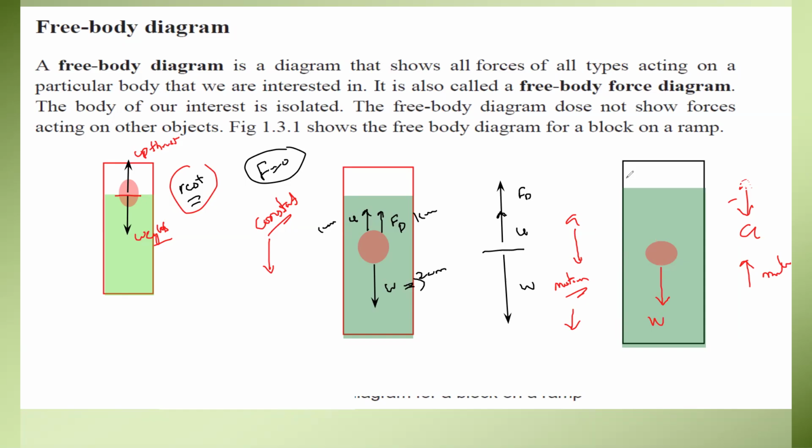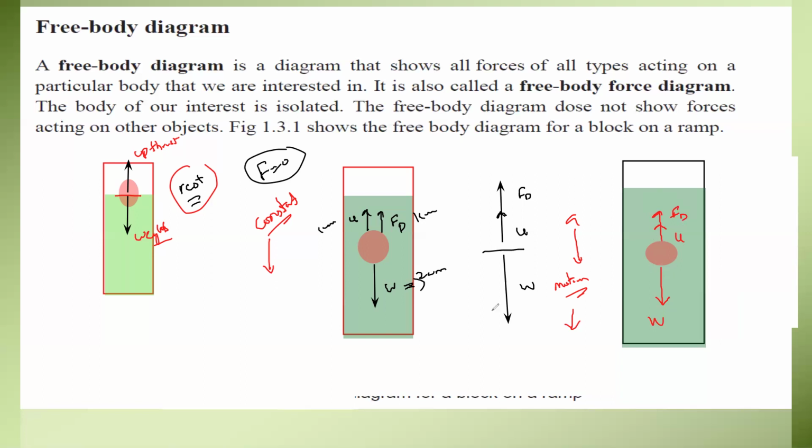Let's first take a simple example that this object is accelerating downward. If this object is accelerating downward, the downward force should be greater than the upward force. So when we draw the free body force diagram, in that case, the upward arrows should be shorter than the downward arrows because the resultant force is downward. So W, this will be the upthrust and the viscous drag or a drag force.